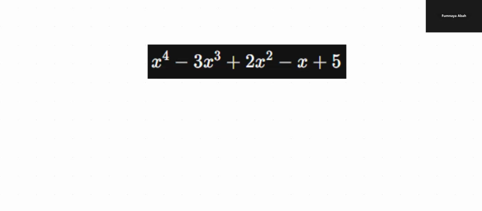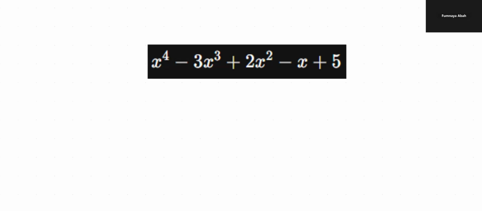So we have this expression that says x raised to the power of 4 minus 3x raised to the power of 3 plus 2x raised to the power of 2 minus x plus 5. So let's start by counting the number of terms in this expression to determine what kind of expression it is.